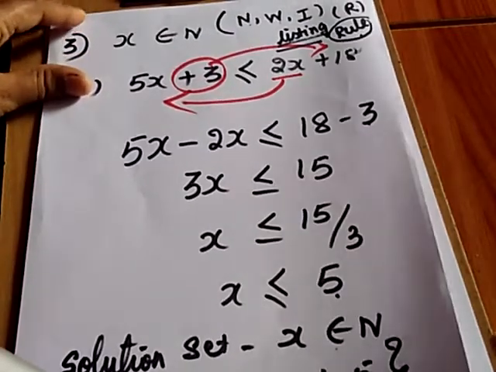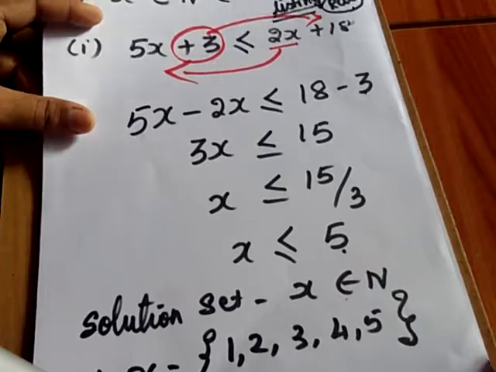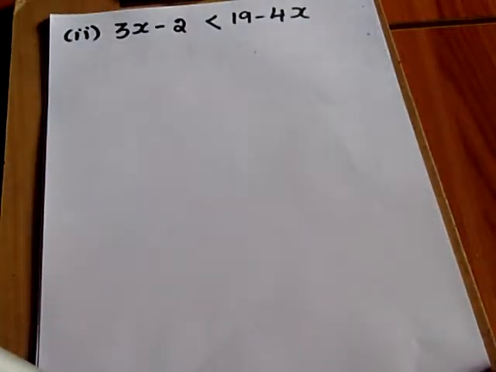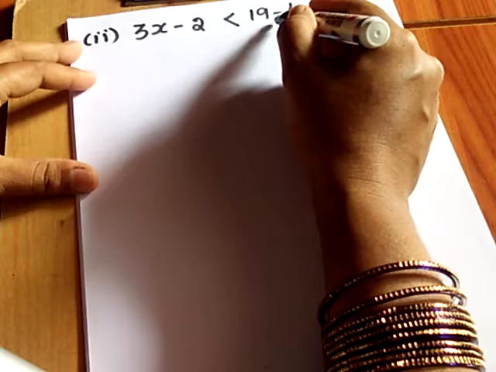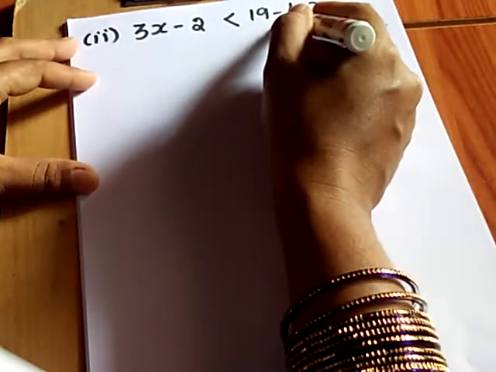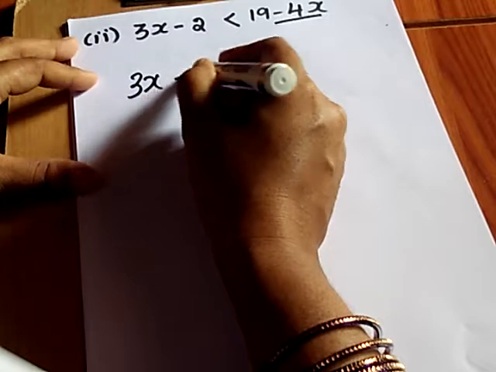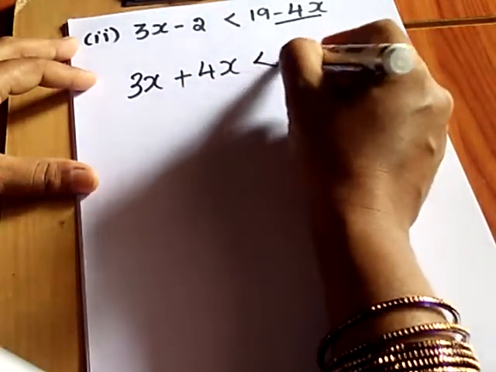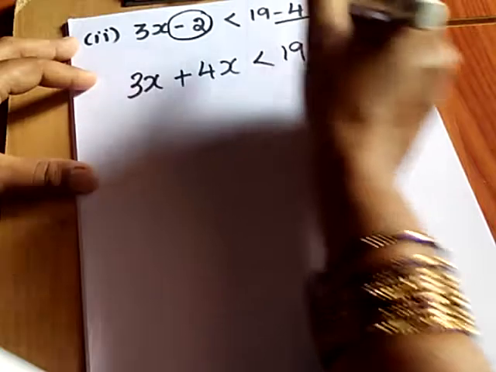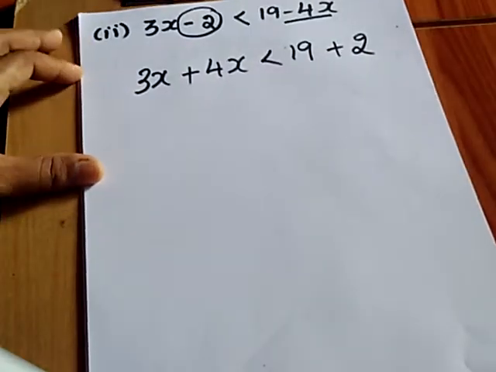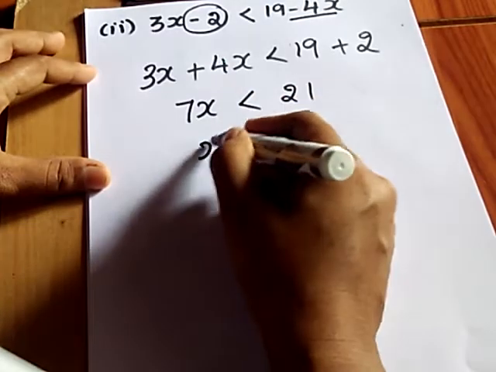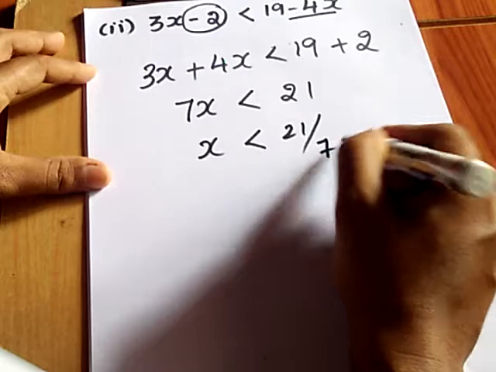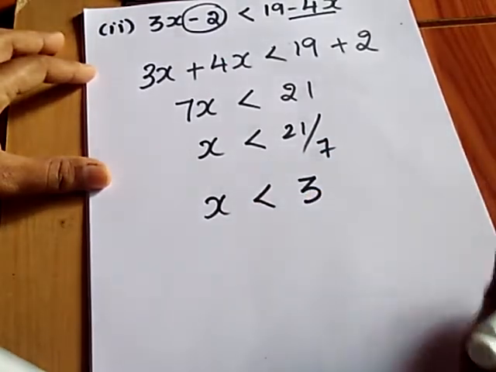Now you can pause the video and try your second problem, children. Later you can cross check with my solution. 3x minus 2 is less than 19 minus 4x. Same procedure. I am going to shift minus 4x to the other hand side. Hence it is 3x plus 4x less than 19 minus 2 to the other hand side. Hence it is plus 2. 3x plus 4x is 7x less than 21. x is less than 21 by 7. x is less than 3.